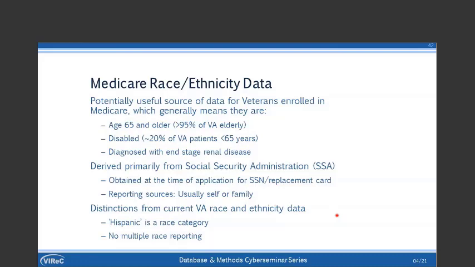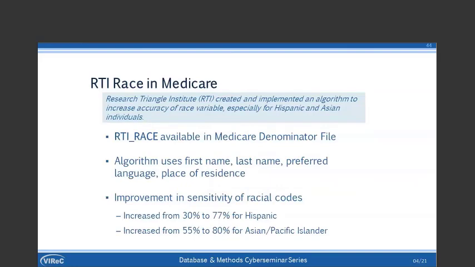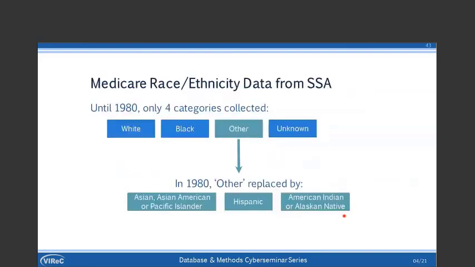Unlike our current VA race and ethnicity data, Hispanic is not captured separately as an ethnicity, it is a race category, and there's no option for multiple race reporting. Furthermore, until 1980, only 4 categories were collected, which were white, black, other, and unknown. After 1980, other was replaced by Asian American or Pacific Islander, Hispanic, and American Indian or Alaskan Native. And just to point out that because Social Security numbers are typically applied for at birth, most veterans are going to have data that were captured from the Social Security Administration prior to 1980.